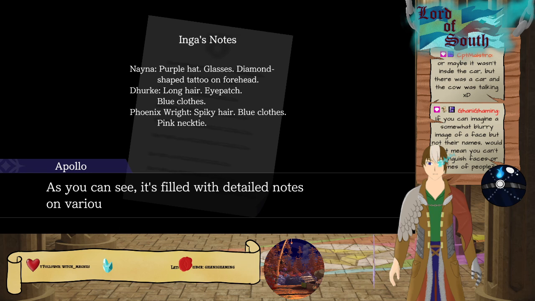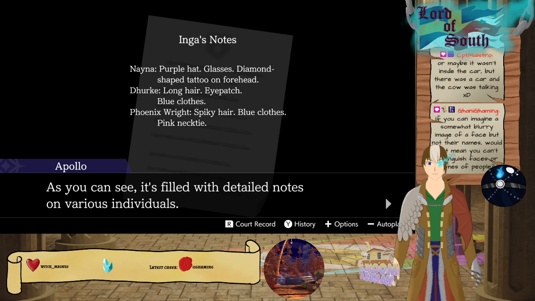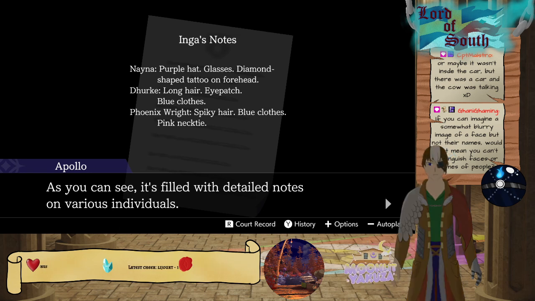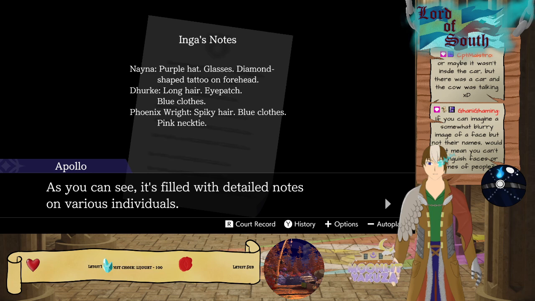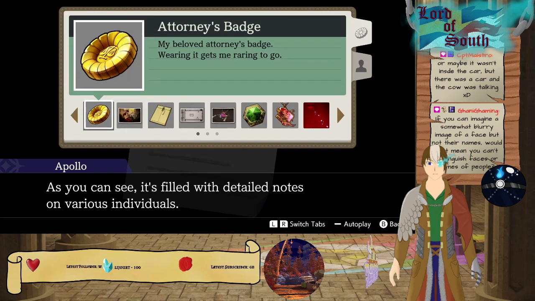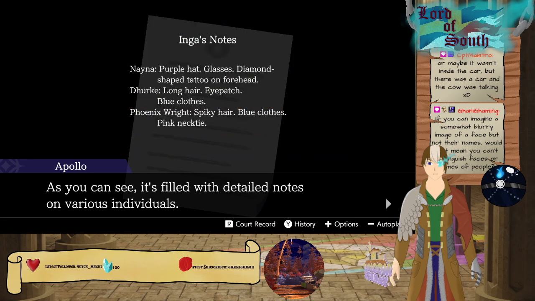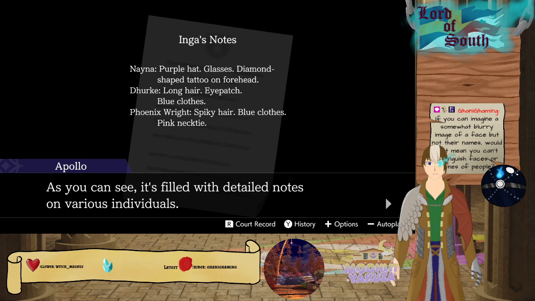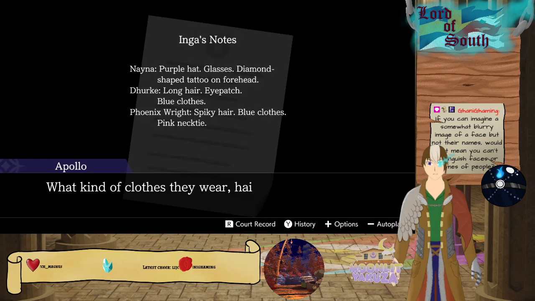Nina, purple hat, glasses, diamond-shaped tattoo on the forehead. Daruk, long hair, eye patch, blue clothes. The funny part is it doesn't say anything about a scar, and it kind of looks like he has a scar on the seance.